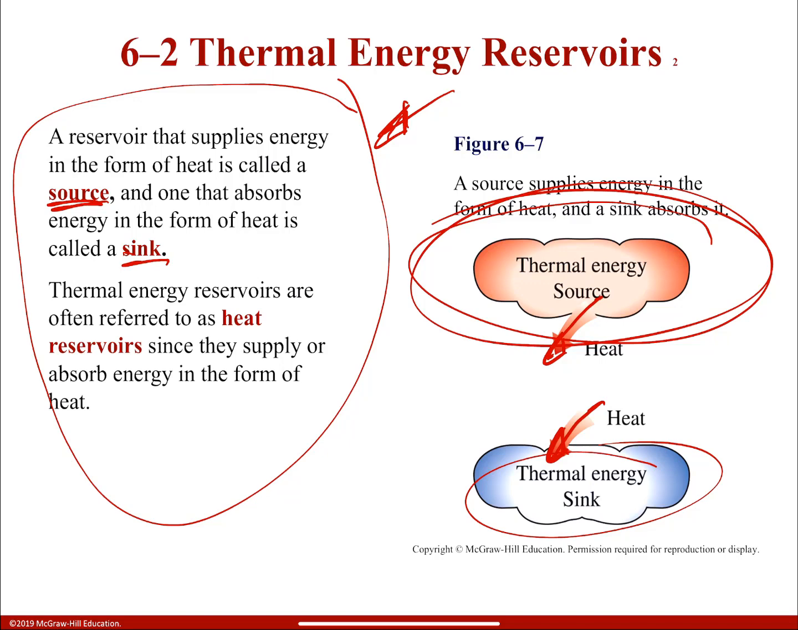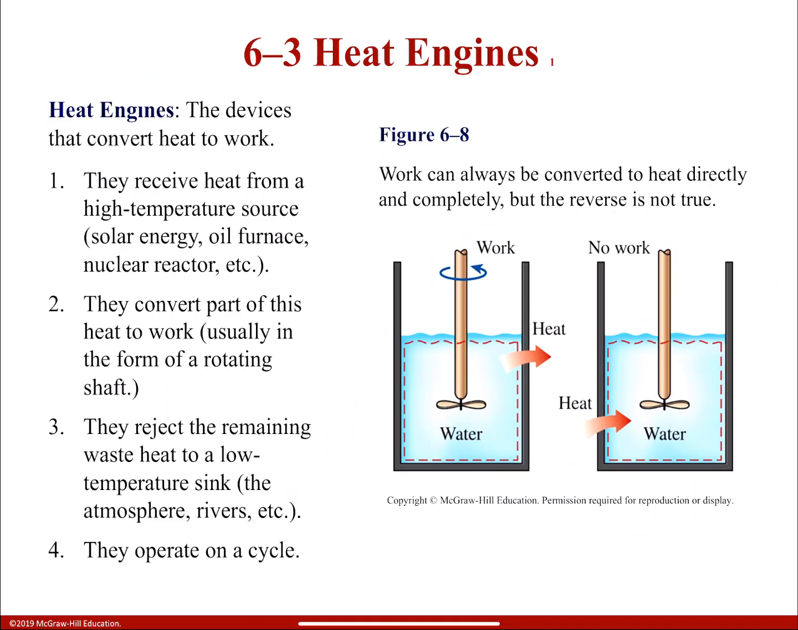All right, so heat engines. They are devices that convert heat to work. First, they receive heat from a high temperature source, such as solar energy, an oil furnace, or a nuclear reactor. Second, they convert part of the heat to work, usually in the form of a rotating shaft. And then finally, they reject the remaining waste heat to a low temperature sink, such as the atmosphere, rivers, etc. And they operate in a cycle.